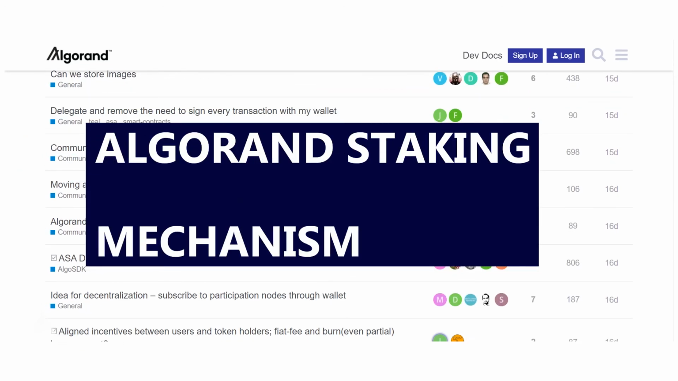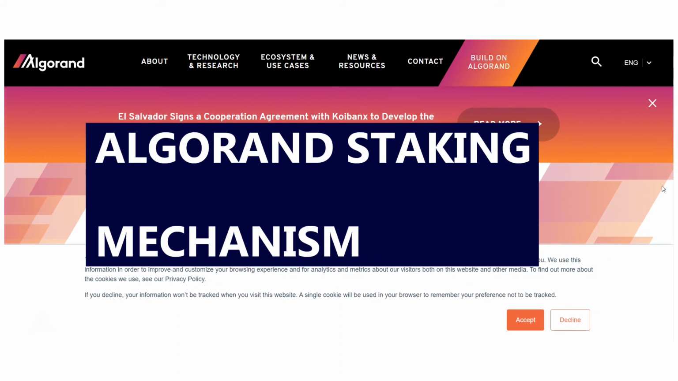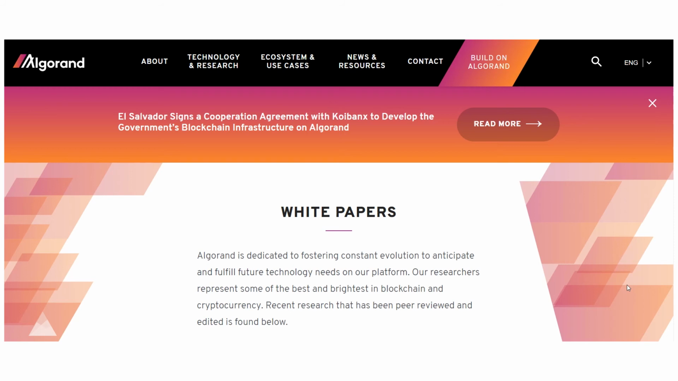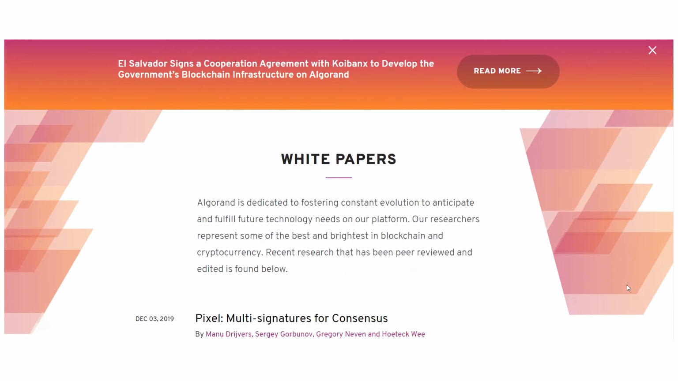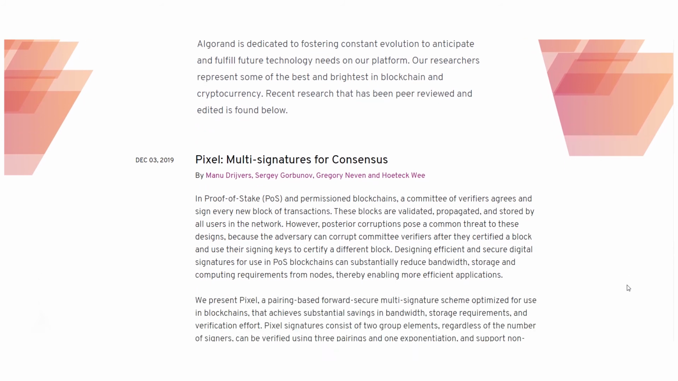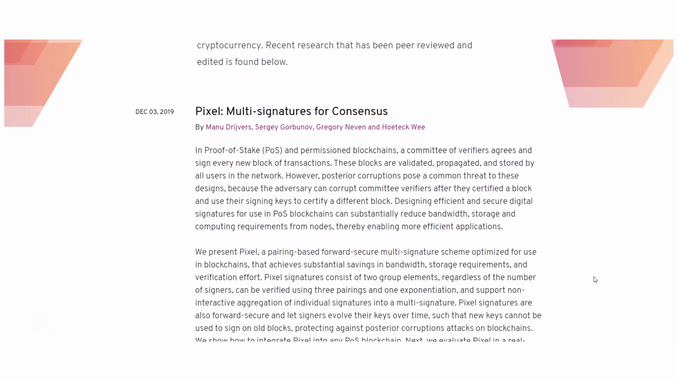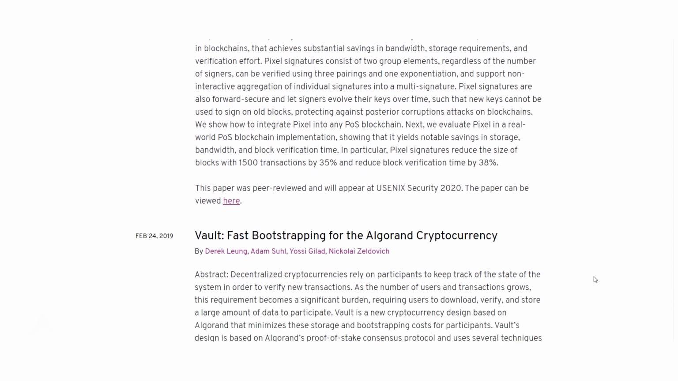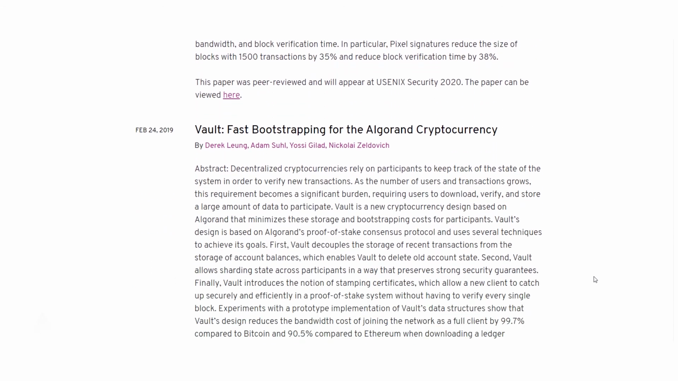Algorand staking mechanism. Pure proof of stake. Algorand uses a unique variation of proof of stake called pure proof of stake or PPOS. PPOS is a highly democratized POS consensus mechanism with a low minimum staking requirement for participating in and securing the network. Only one ALGO coin is required to participate.